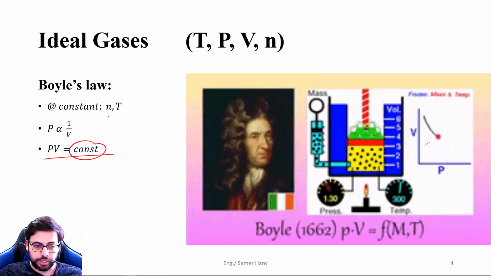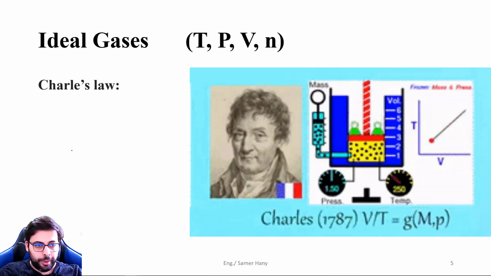we can assume that this constant is a function of number of moles and temperature, since we have them as constant values in here. We didn't change them, so it will be a constant if we fix both these values. If not, then it will change. This constant will change. All right.